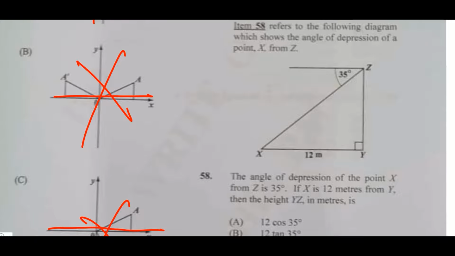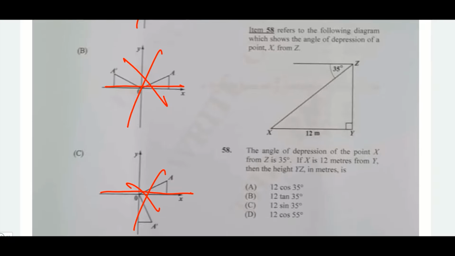Alright, item 58 refers to the following diagram, which shows the angle of depression of a point X from Z. Alright, the angle of depression to the point X from Z is 35 degrees. If X is 12 meters from Y, then the height of YZ in meters is, I want to find the entire length here.